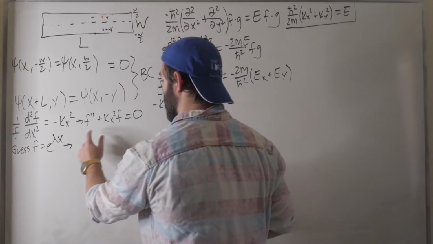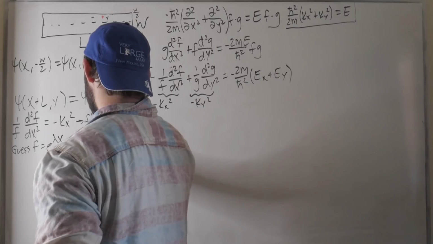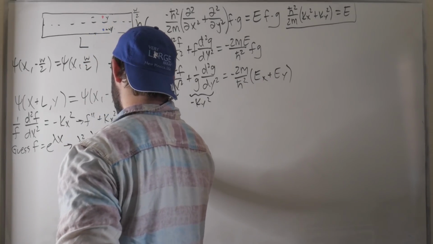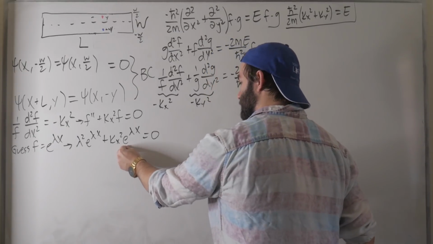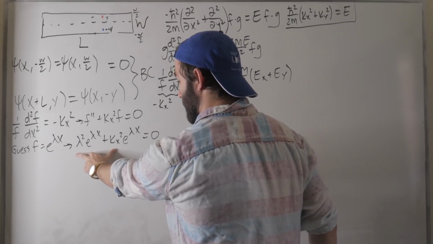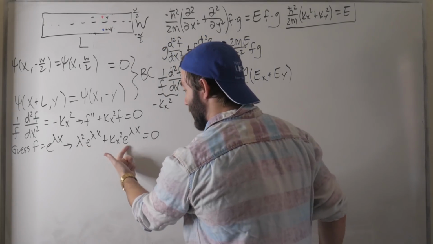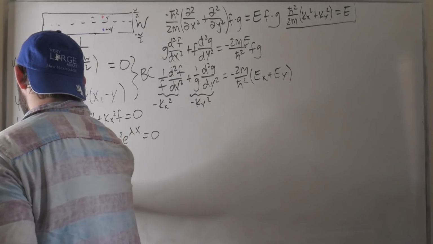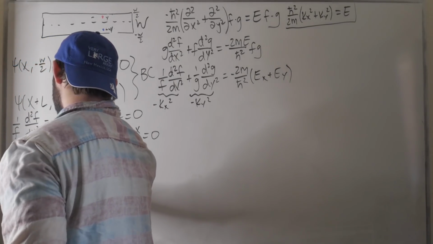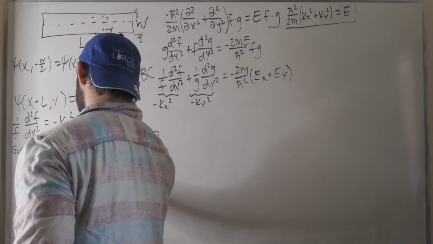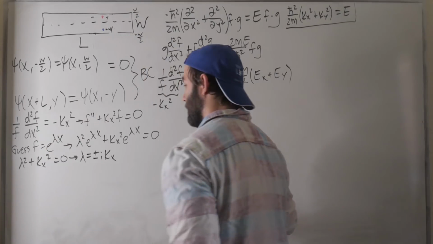And you substitute this into the differential equation, which is going to give us lambda squared e to the lambda x plus kx squared e to the lambda x equals 0. The exponentials are never 0, which means that the contributions that make this 0 must be lambda squared plus kx squared, or in other words, we're dividing out the e to the lambda x. So we get lambda squared plus kx squared is equal to 0, which tells us that lambda is equal to plus or minus i kx.